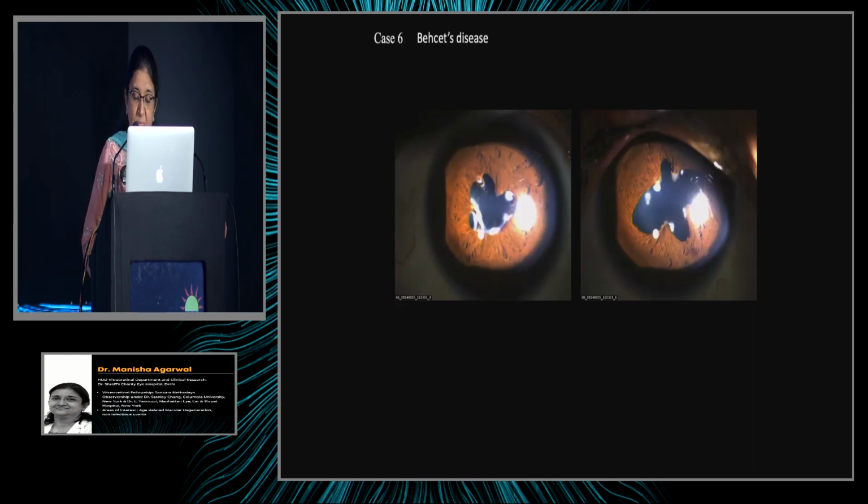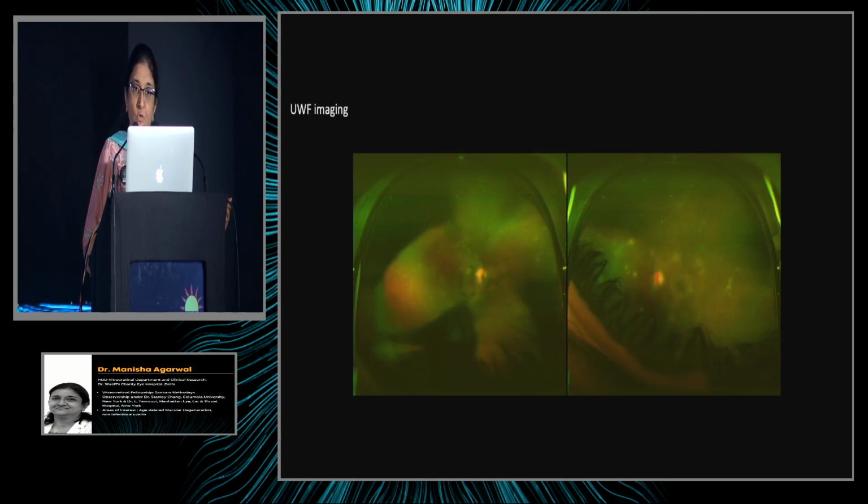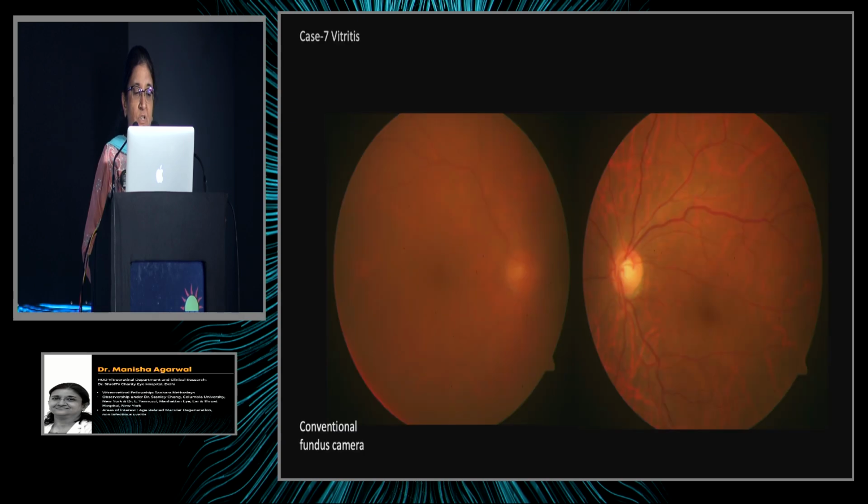This is a patient of Behçet's disease with very poorly dilating pupils again, and if you do a conventional imaging, all that you can see is a disc leakage with some element of active vasculitis. But if you do an ultra-wide field imaging, you can very well see more information regarding the retinal periphery, and you do see active patches of focal choroiditis. And if you opt for ultra-wide field fundus fluorescein angiography, you can pick up much more information, thus telling us that there is an active recurrence of the disease in this particular patient.